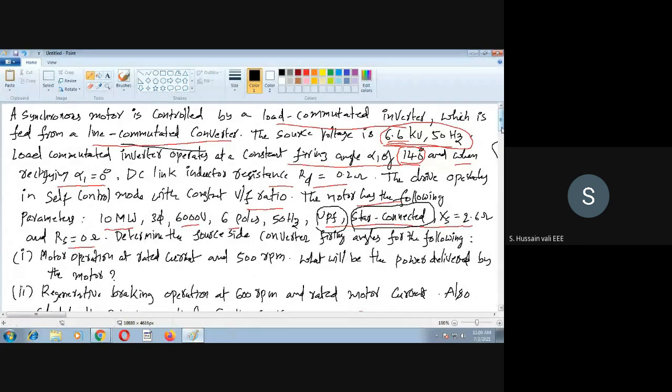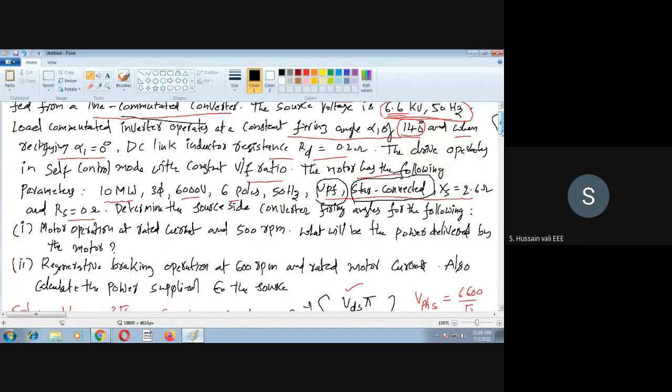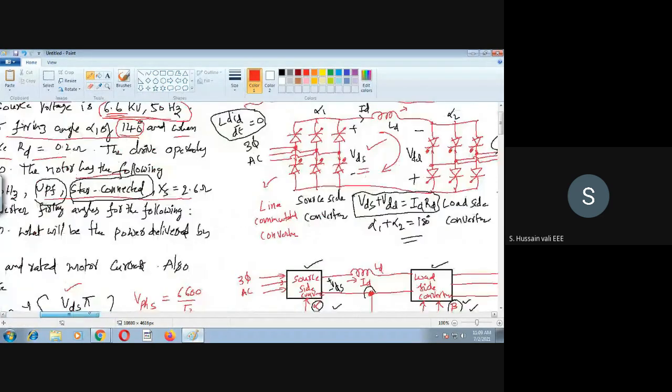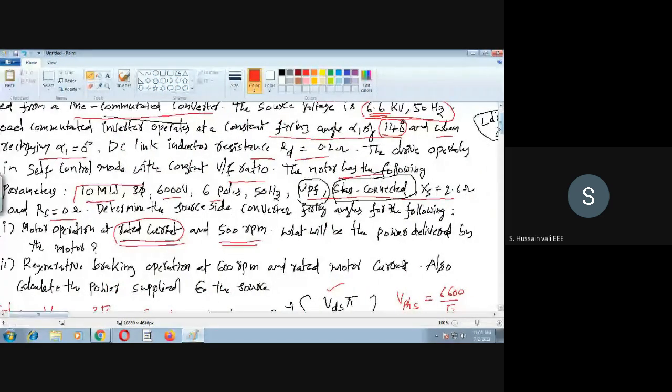Now you see the question, what is the question he is asking? He said the converter firing angle for the motor operation at rated current. He has given this data. This is important data. Rated current. And the speed is 500 RPM. So the current is rated. This is very important. So which current is it? Rated current of the motor. So now the motor data he has given are rated values. Then from this we will find out the rated current. So that current is nothing but IS here in the problem.